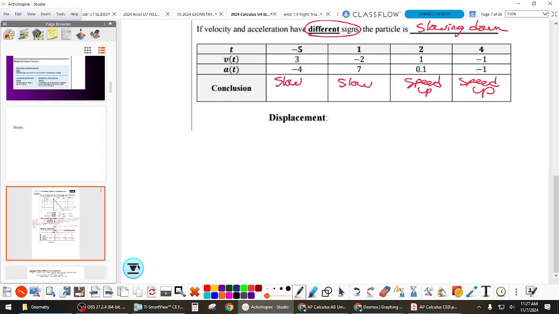All right, let's talk displacement. Okay. Sometimes this can be kind of confusing. So this is the net, and I want you to underline net, change in position.